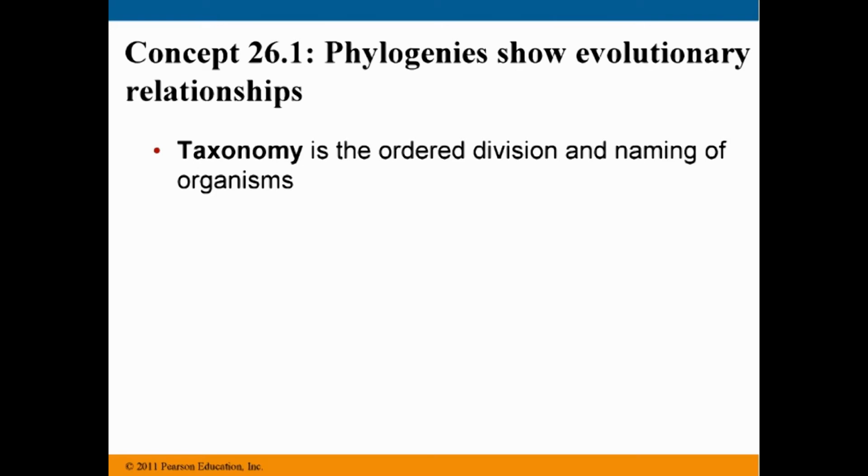So here we've got another definition. So we have taxonomy, and taxonomy is defined as the ordered division and naming of organisms. So ordered division and naming of organisms. Now, you have to keep in mind that taxonomy is completely a man-made field. Okay, so this is based on characteristics that man has created and characteristics that make it easy for us to look at all of that diversity that's out there.